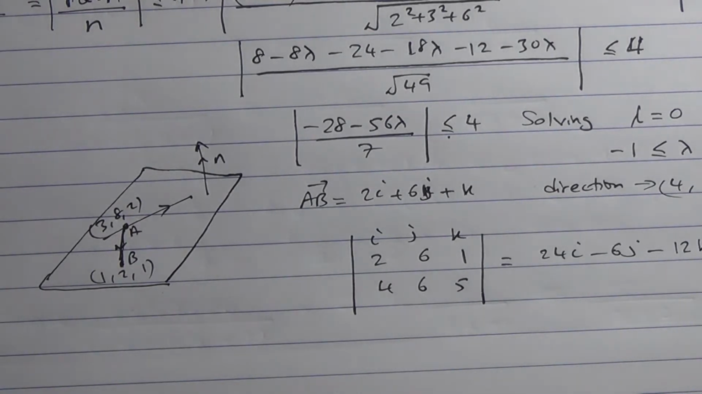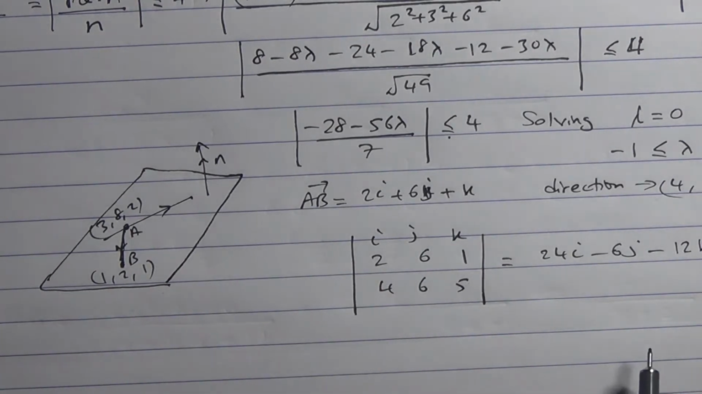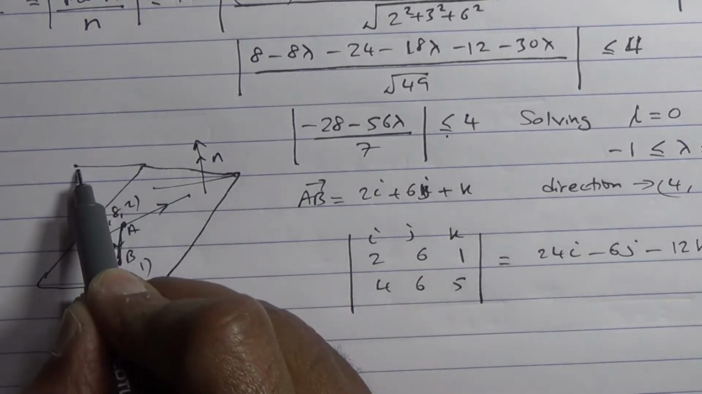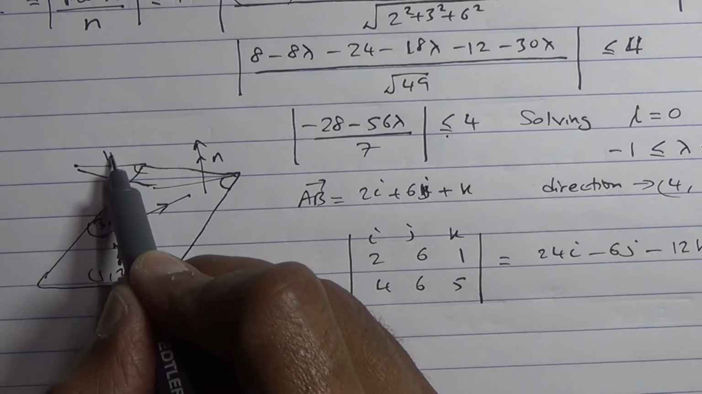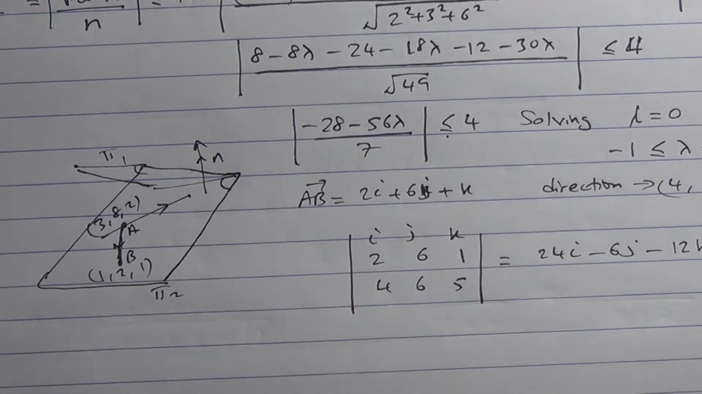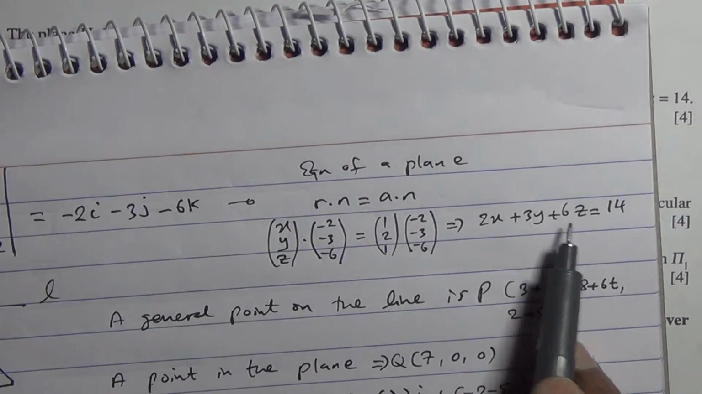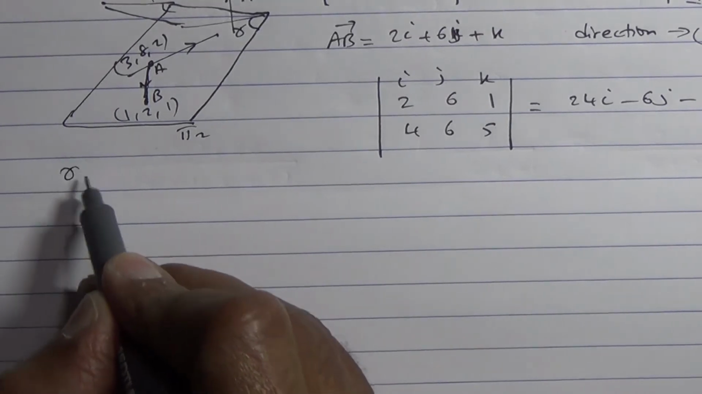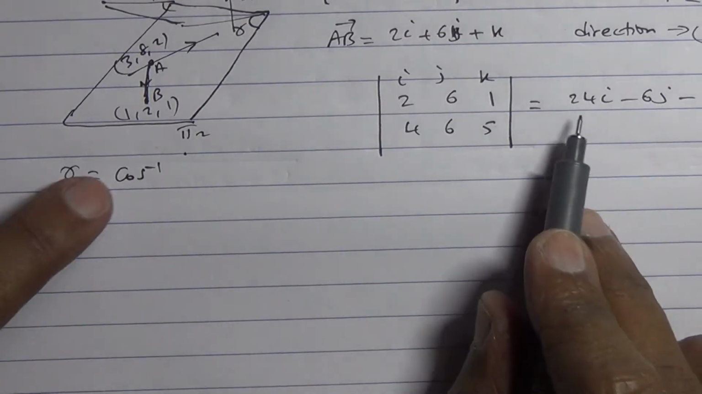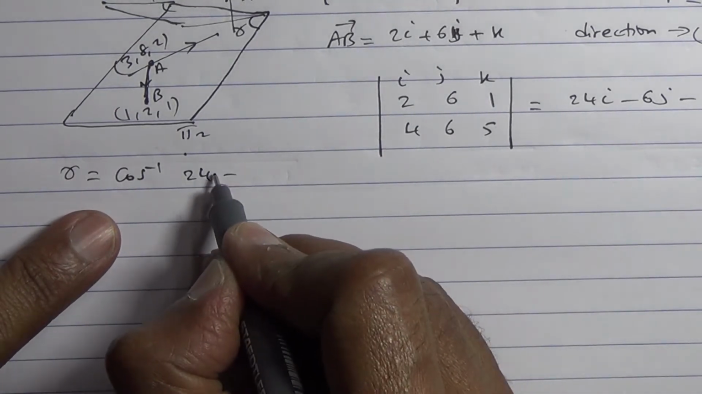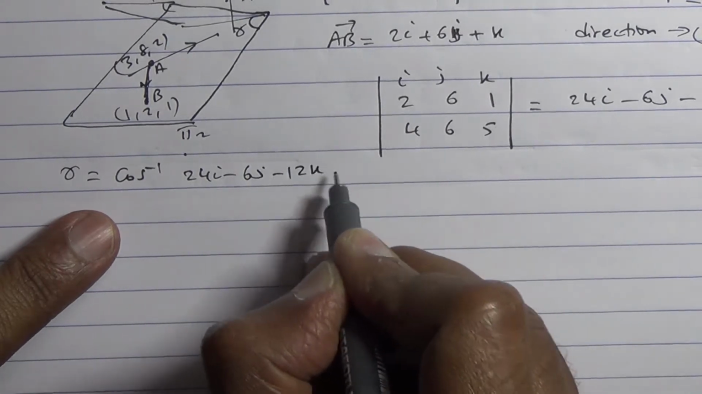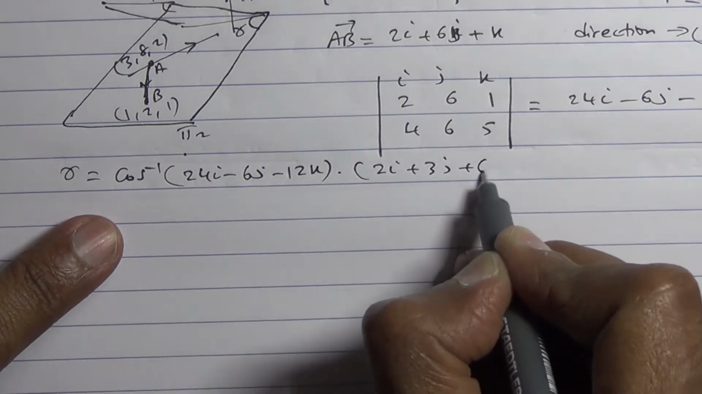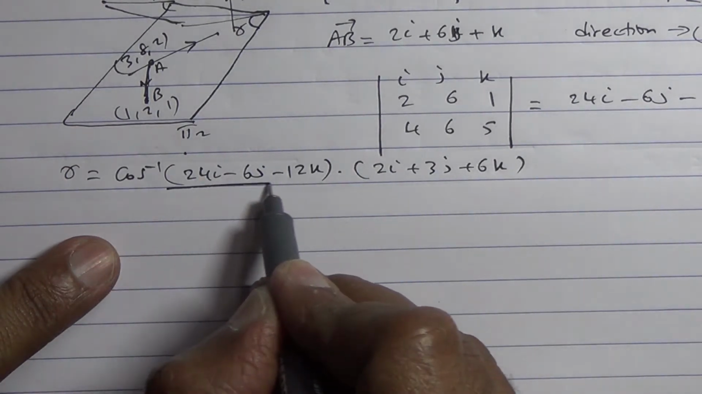Right, now from here what do we do? We need to find the angle between this plane and the other plane. Let's say this is the other plane going like this, the angle between these two planes, plane pi 1 and pi 2. What's the normal vector of the other plane? Its vector is 2, 3, 6. So let's call this angle gamma. Gamma is equal to cos inverse of 24i minus 6j minus 12k, dot product with 2i plus 3j plus 6k, and all of that divided by their magnitudes.